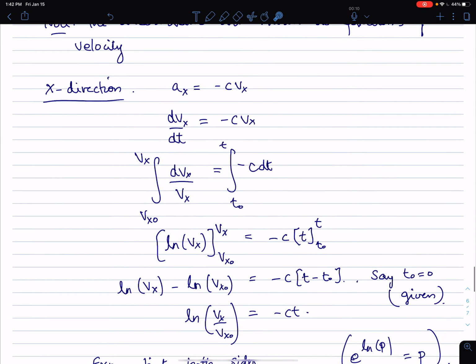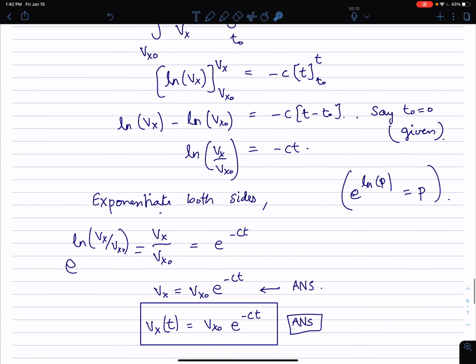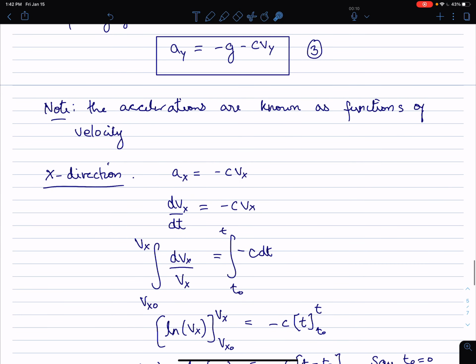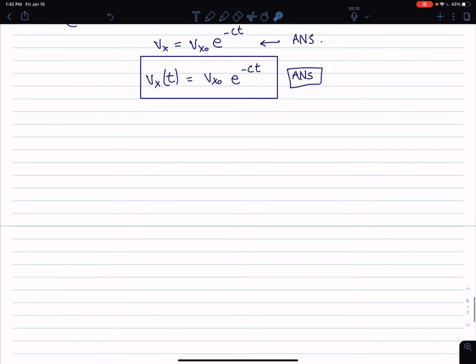We can go through almost the same procedure. We can find vy of t. The expressions are going to be a bit more complicated, but not too complicated. In fact, the vy of t is quite similar to the problem that we solved last time, motion in a straight line. In fact, it's the exact same thing. Okay, once you have vx of t, what do you do?